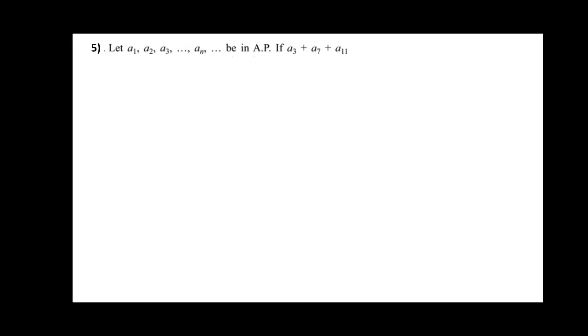Consider the fifth example. Let A1, A2, A3, and so on, An, and so on be in AP. If A3 plus A7 plus A11 plus A15 is equal to 72, then the sum of its first 17 terms is equal to. Option A 306, option B 204, option C 153, option D 612.